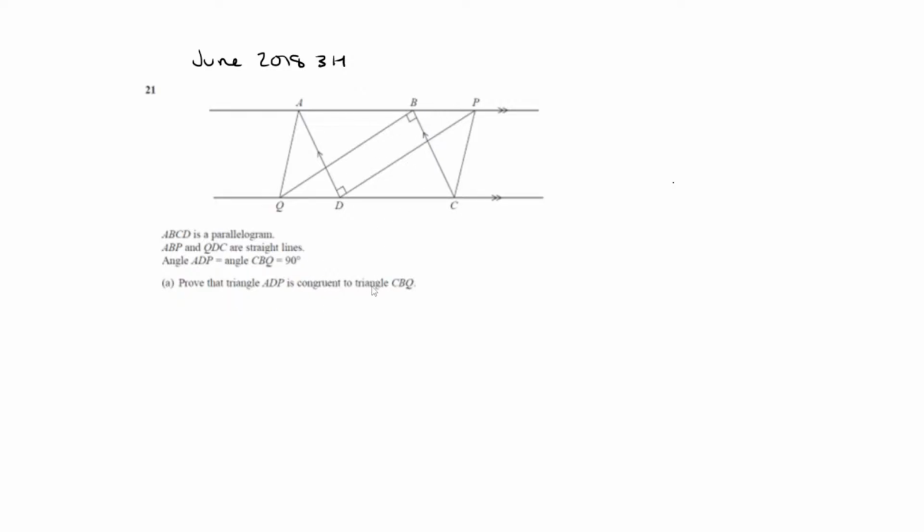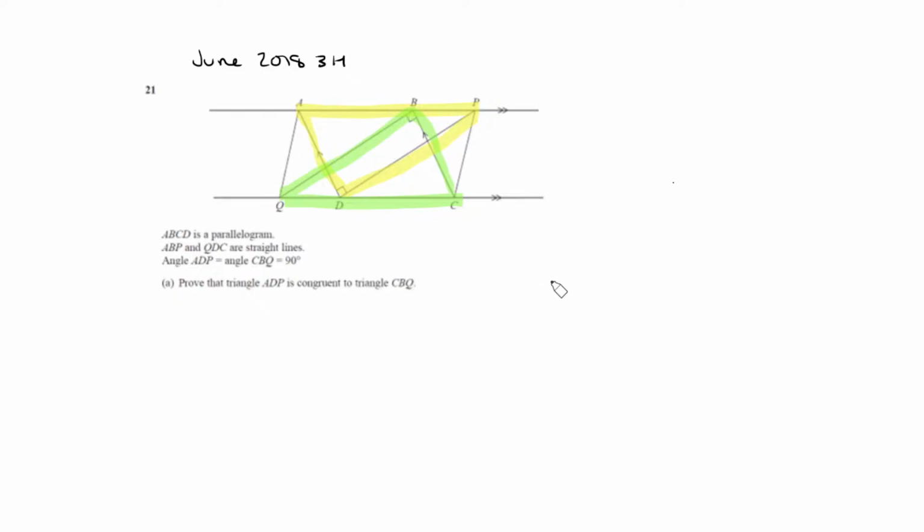So prove that triangle ADP is congruent to triangle CBQ. I might see if I can highlight those. ADP, this one. Oh, that was really bad. Just so you can see which one it is. And then CBQ, the upside down version, basically. Those are our 2 triangles. So this is question 21 exactly. It's pretty much right at the end of the paper. It's only 3 marks, this part A, by the way. Normally, I feel like congruent triangles are about 3 marks.